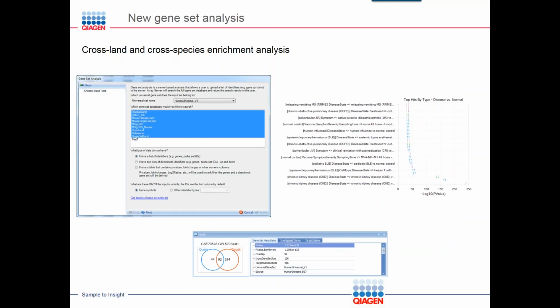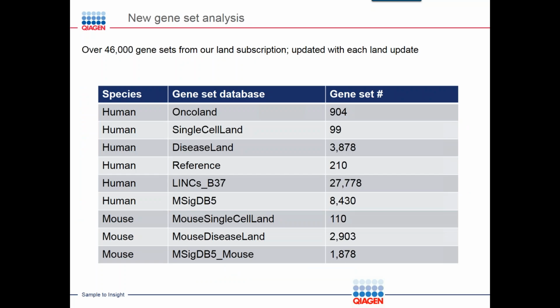We provided new gene set analysis. It has been there for about 4 or 5 months, but we keep improving this process as part of customer feedback. The new gene set analysis is a unique way to provide cross-land and cross-species enrichment analysis. So if you have not worked on gene set analysis before, I encourage you to give it a try, because this is a way to take advantage of over 46,000 gene sets from our Land subscription.